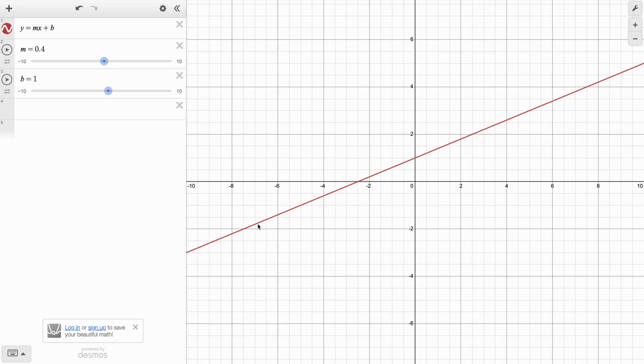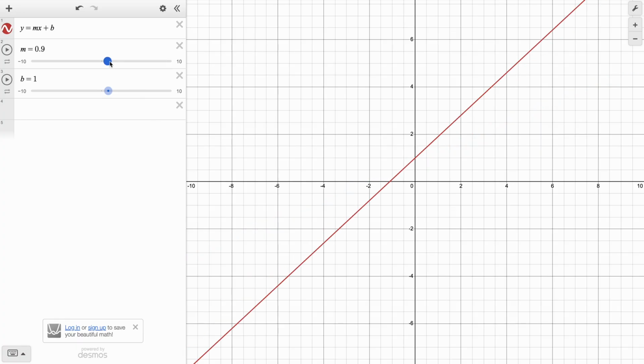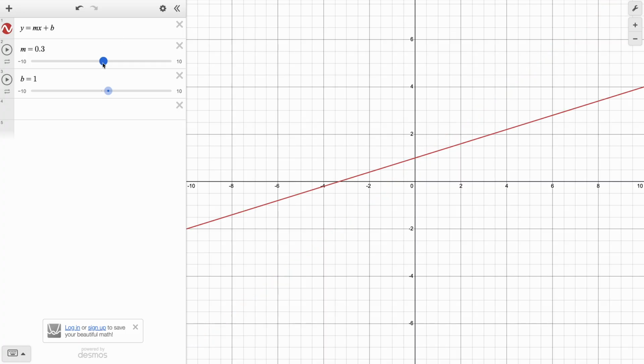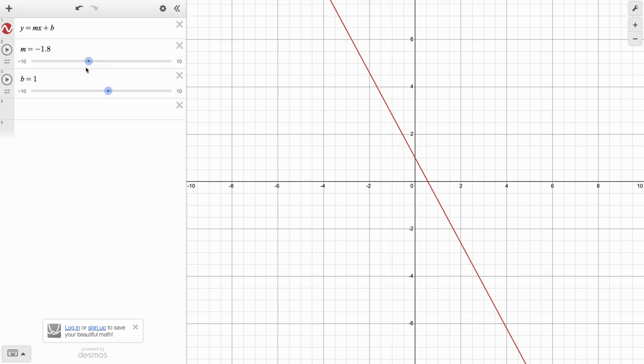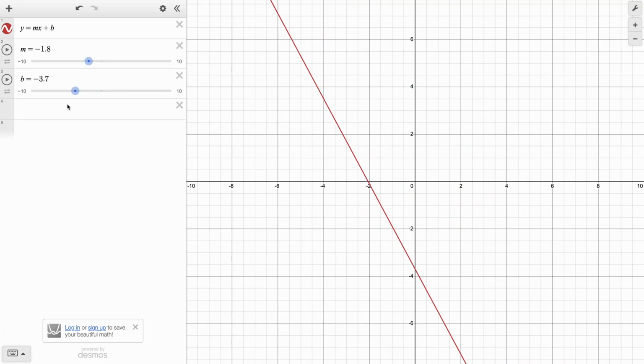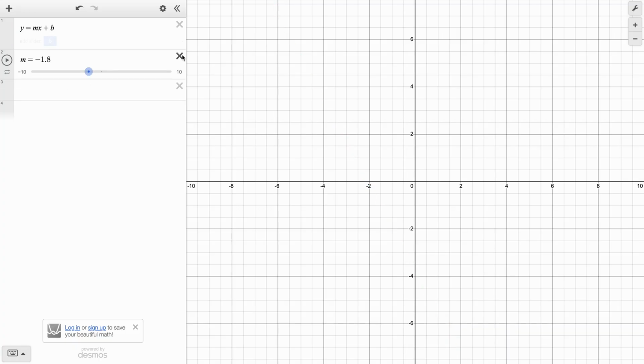So as we can see, when m is greater than 0, the general trend of the line is going from the negatives to the positives. But when we change the m value to the negatives, the function will go from the positives to the negatives, which means it's a decreasing function. And if we drag around the b slider, we will see that the function is going up and down without changing the slope or the steepness of the function. So this is one example of linear functions.